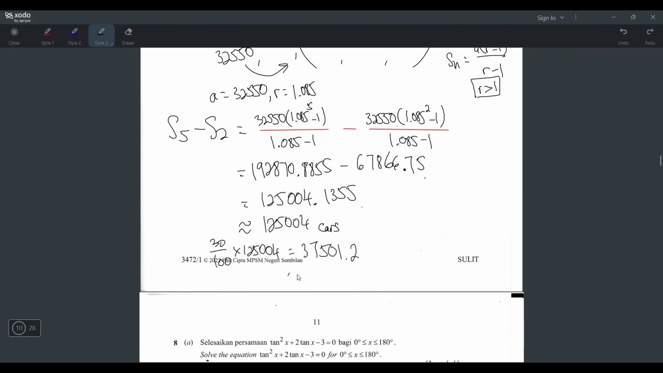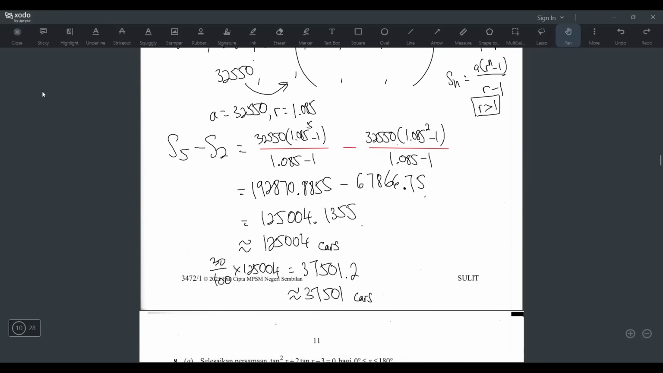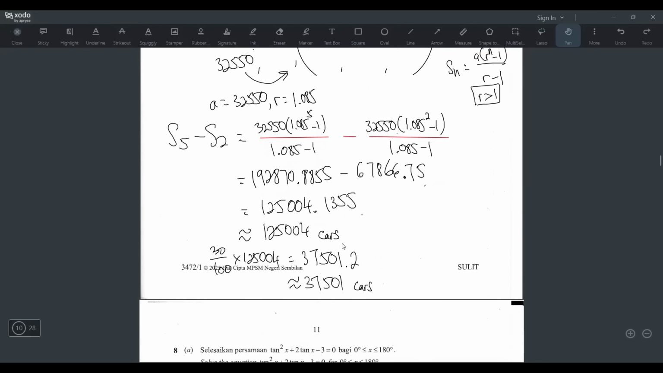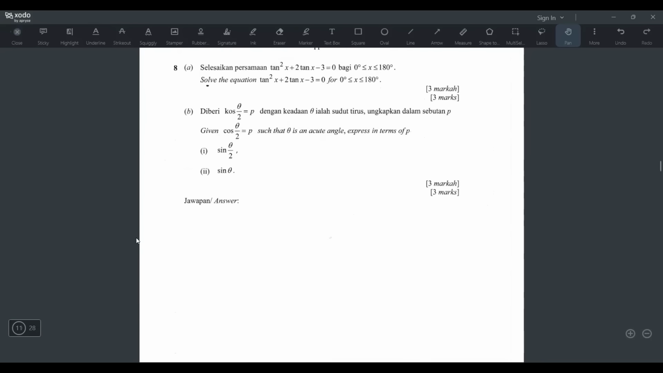37501.2. And same thing, you have to round off jadi 37501 cars. Yeah, because the extra 0.2, we don't count it as satu kereta yang lengkap. So it's just 37501 cars. So that would be the number of electric cars sold by the company lah. Alright, that's all. Okay, let's do number 8.